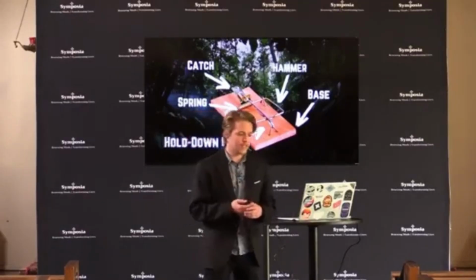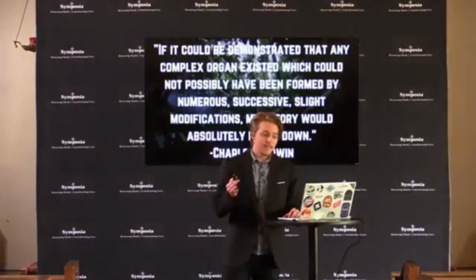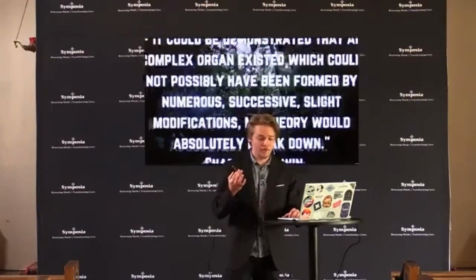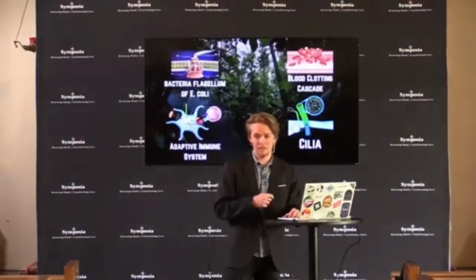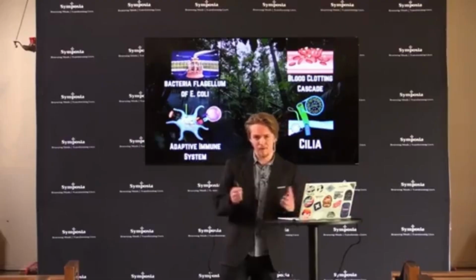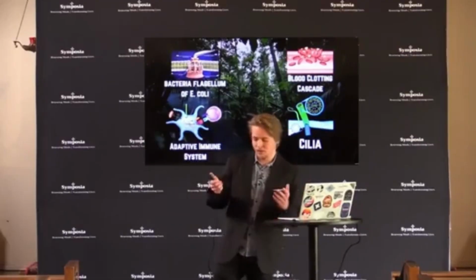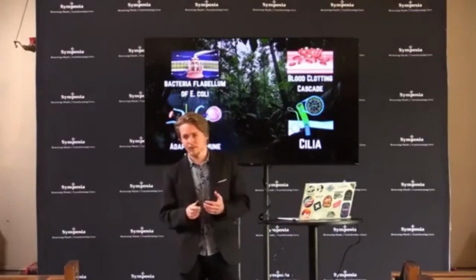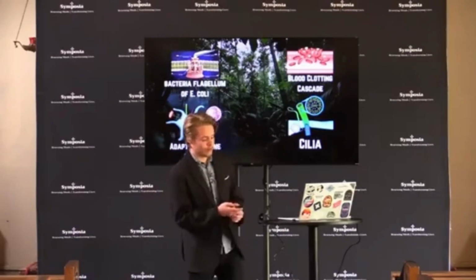As Charles Darwin states, if it could be demonstrated that any complex organism existed which could not possibly have been formed by numerous successive slight modifications, my theory would absolutely break down. Now, some have argued, such as biochemist Michael Behe, that such structures exist. Here are a couple examples. That's another conversation on the side that could be dove into. I just want to talk about what is the simplest examples of life that we find, and what does that tell us about the complexity and how it must have been that complex from the start.